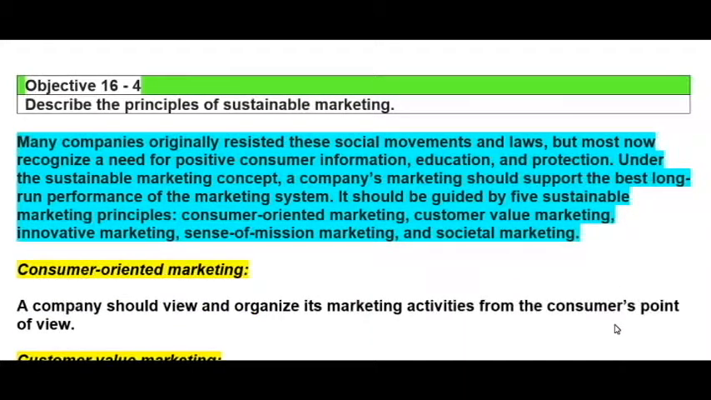Objective 16.4. Describe the principles of sustainable marketing. Many companies originally resisted these social movements and laws, but most now recognize the need for positive consumer information, education, and protection. Under the sustainable marketing concept, a company's marketing should support the best long-run performance of the marketing system. It should be guided by 5 sustainable marketing principles: consumer-oriented marketing, customer value marketing, innovative marketing, sense of mission marketing, and societal marketing.